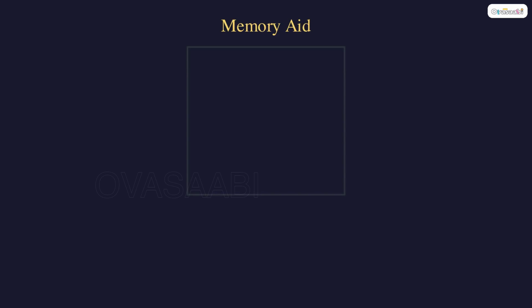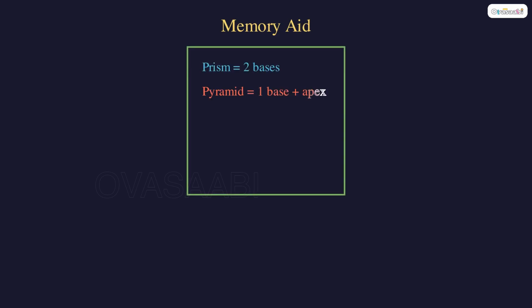Memory aid. Two bases, prism. One base plus a point, pyramid. Circular versions get special names: cylinder and cone. Sphere is the ball.